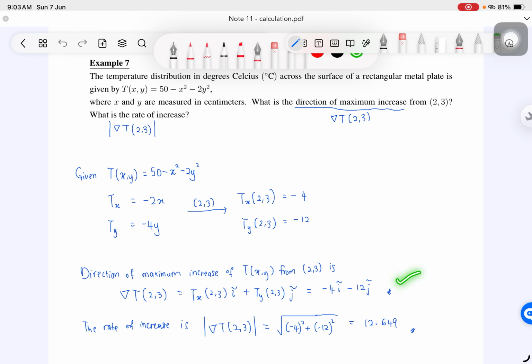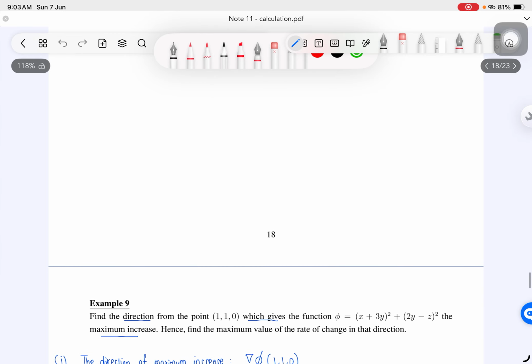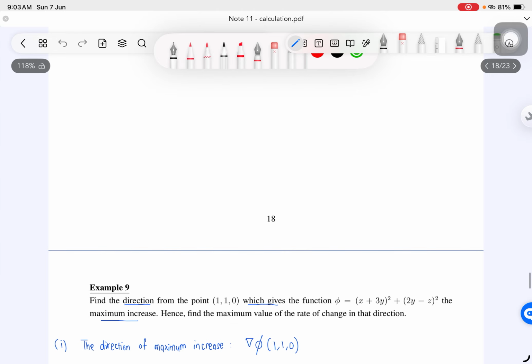Now they ask you to find the rate of increase. That is the magnitude of del T. So you find the magnitude and you obtain this one. Alright, so 12.649 is your answer. Actually this one is not very difficult, you just need to know how to find the maximum value. All those terms you must be familiar with.